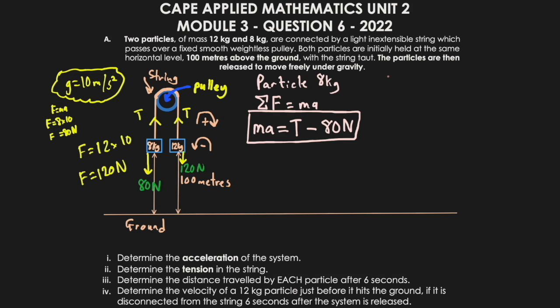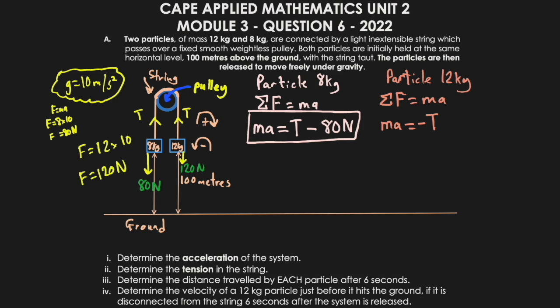Now we need to find it for the 12 kilogram particle. We also have a net force that is equal to mass times acceleration. So similar to what we did earlier, mass times acceleration would be equal to the sum of the forces. In this case, if you look at the tension acting on this particle, it goes anticlockwise.